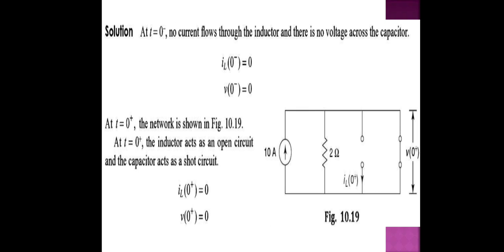We just have to find at t equal to 0 minus, no current flows through the inductor and there is no voltage across the capacitor automatically. So therefore IL of 0 minus is 0, and V of 0 minus is also 0. Now we are going to talk about t equal to 0 plus, the network is shown in figure 10.19.